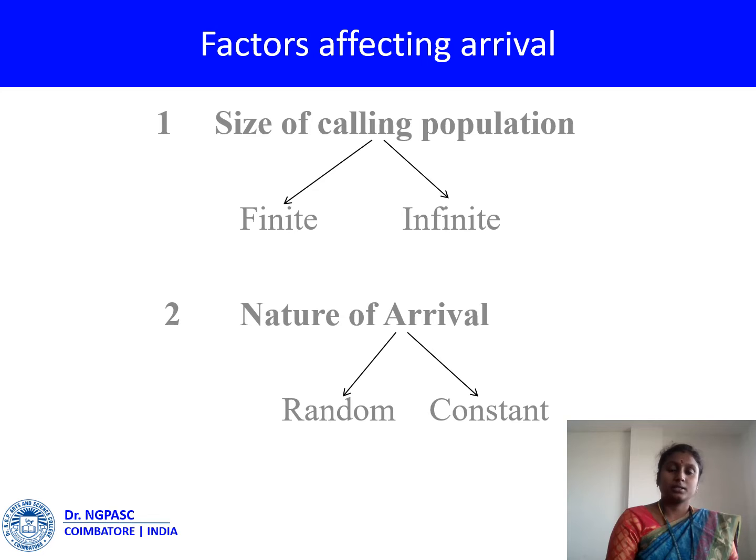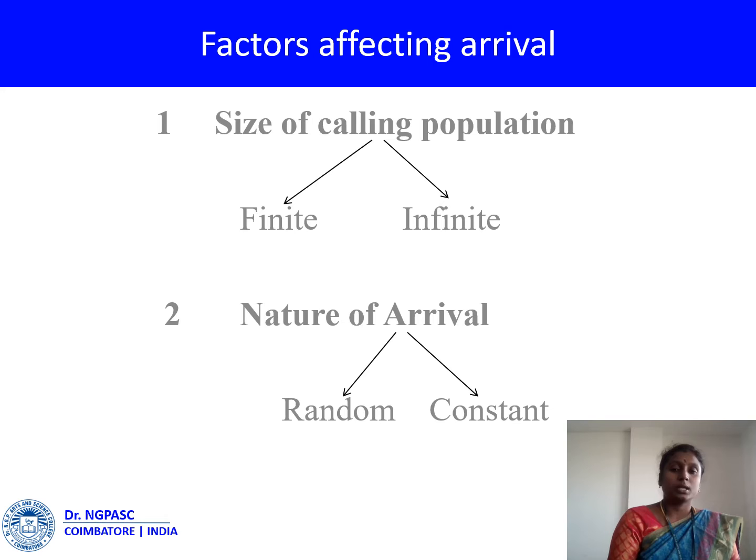Some factors affecting the arrival. The first one is the size of the calling population. There are two types, finite and infinite. Infinite means a market, where any person can go to the market and buy something. Finite means a ration shop, because only the people who hold a ration card for that particular ration shop go to it.